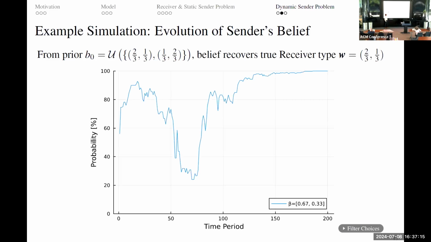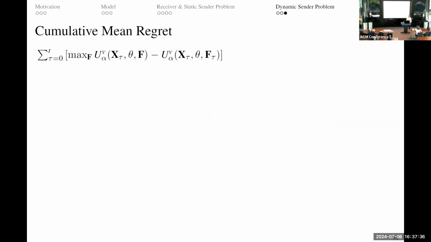And we can see that this starts around 50%. And then over the course of repeated interaction, the sender can update their belief. Can go into the right direction, can go in the wrong direction, but eventually the belief converges to the true receiver type, which means that the sender has succeeded in this revealed preference exercise.